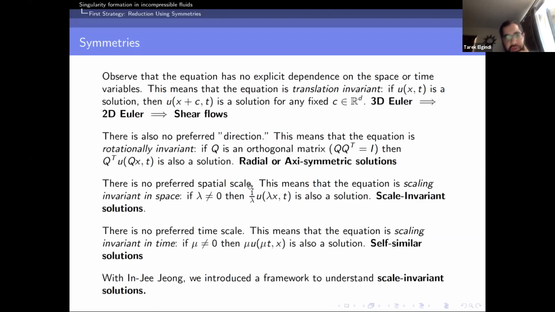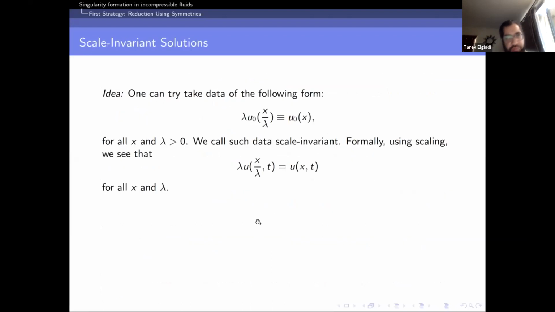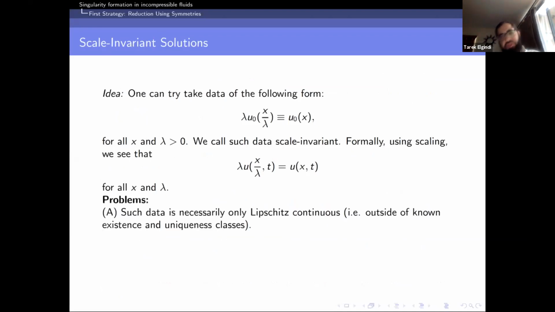So you want a solution which is invariant under the scaling. So no matter what lambda you put, you get the same thing out, right? So you can try to consider data of this form. So it's basically one homogeneous velocity. And such data, we're calling scale invariant. Okay, so formally, if you have an existence and uniqueness theory, then the scale invariance will be propagated for all time, right? So there are some issues with this.